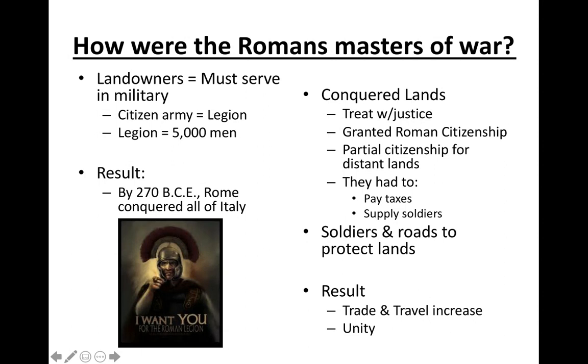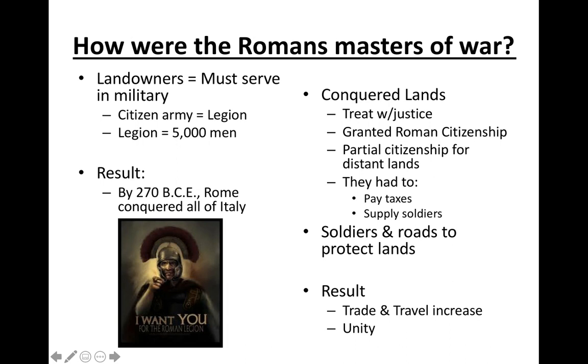And so when we look at the conquered lands that they controlled, they actually treated the people in that area with justice. They weren't ruthless. They weren't harsh to them, other than the fact that they conquered them. They granted those people in Italy Roman citizenship. And if they were people that were conquered in faraway lands, they granted them partial citizenship. So they actually became citizens of the Roman Republic, and they had representatives who then were elected to serve them in the Senate.